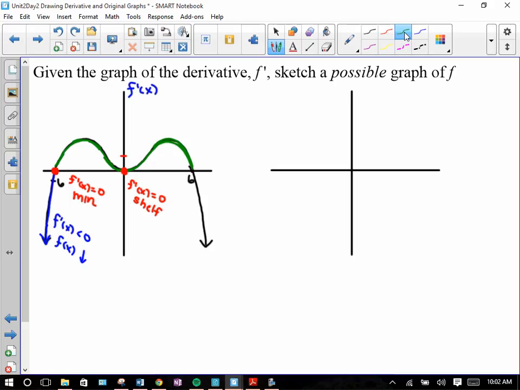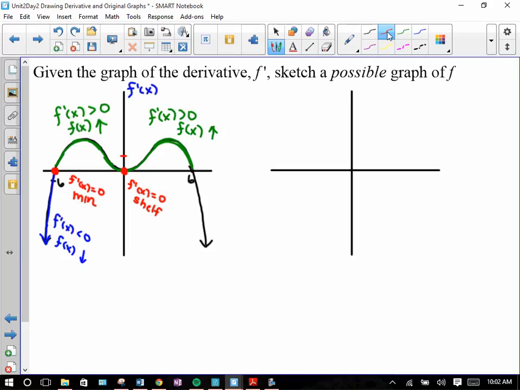So back to this. From negative 6 to 0, f prime of x is greater than 0. So that tells us that f of x is doing what? Increasing. And from 0 to 6, f prime of x is greater than 0, so f of x is increasing.